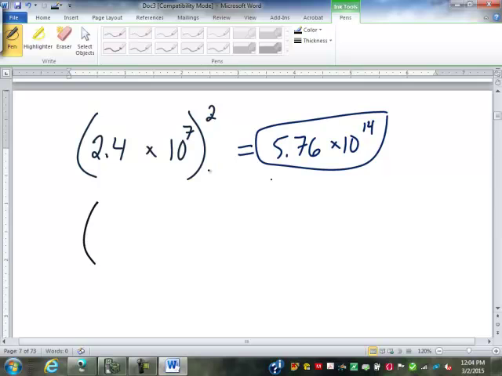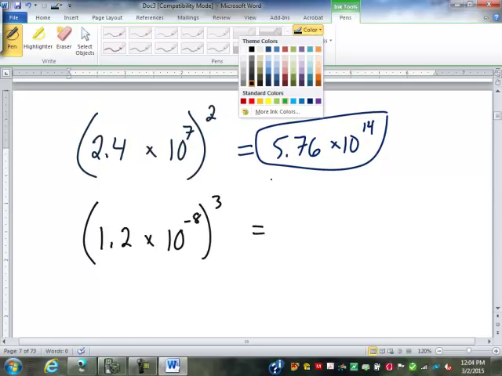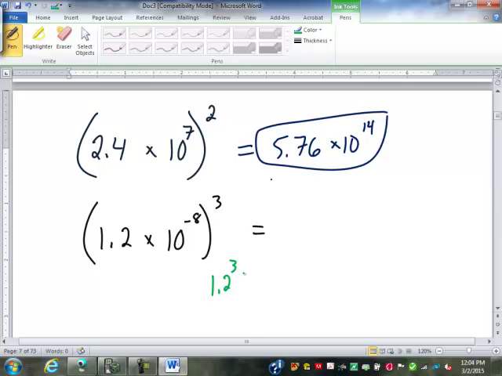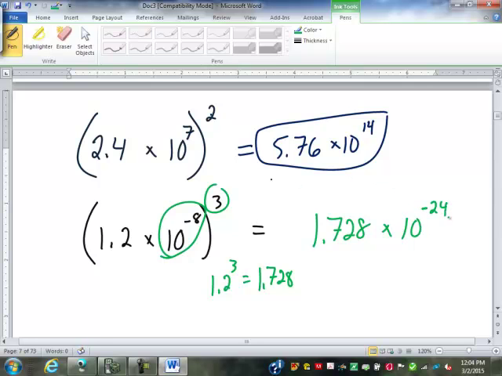We might go to a third power. Let's take 1.2 times 10 to the negative 8th to the third power. Well, it's the same thing. We're going to do 1.2 to the third power is 1.728. So it's 1.728 times, well, 10 to the negative 8 to the third power, negative 8 times 3 is a negative 24.